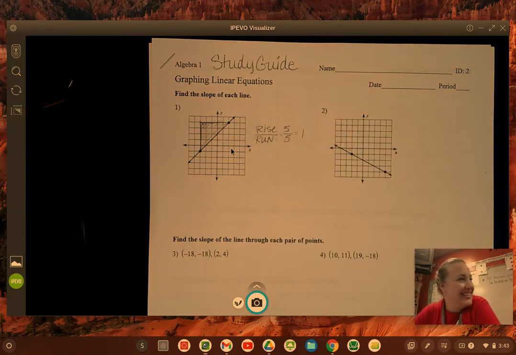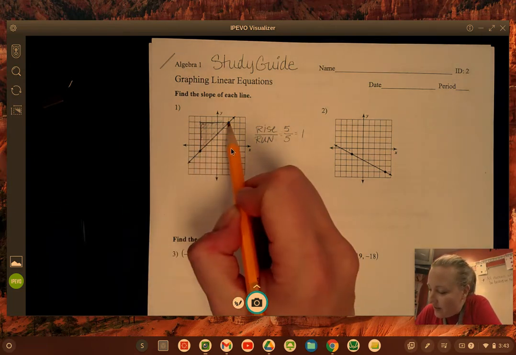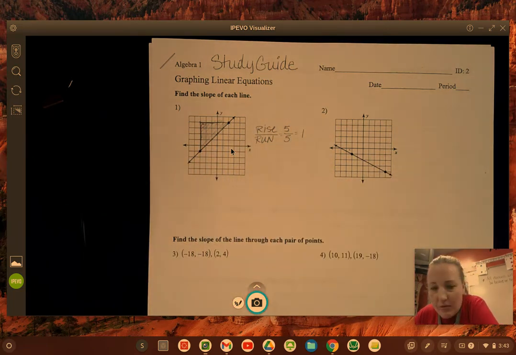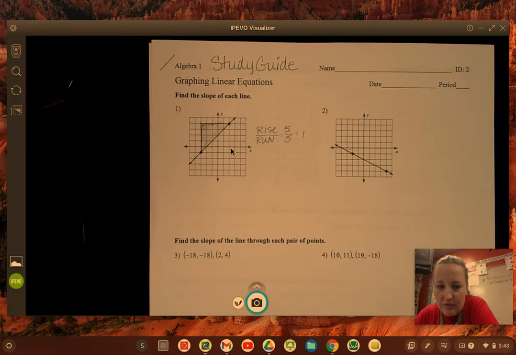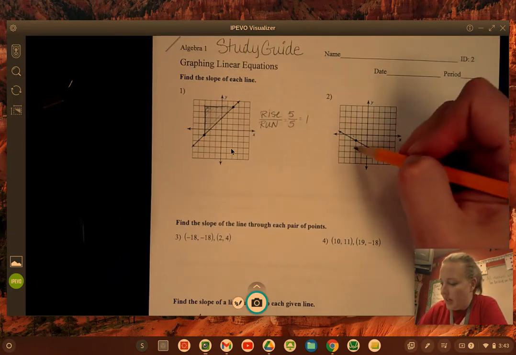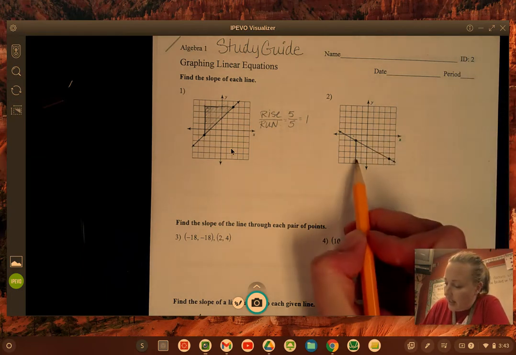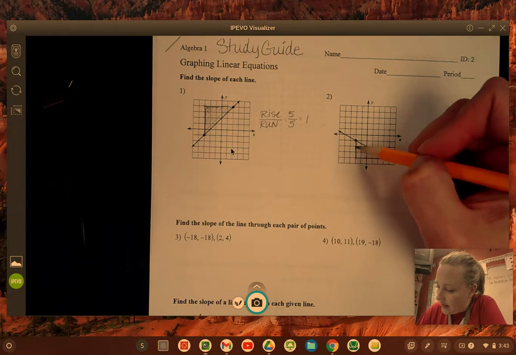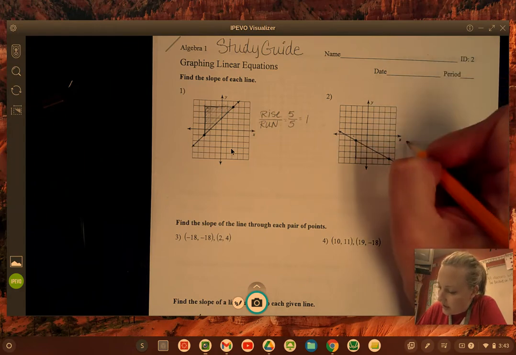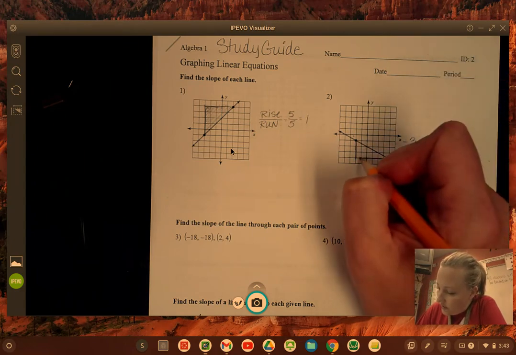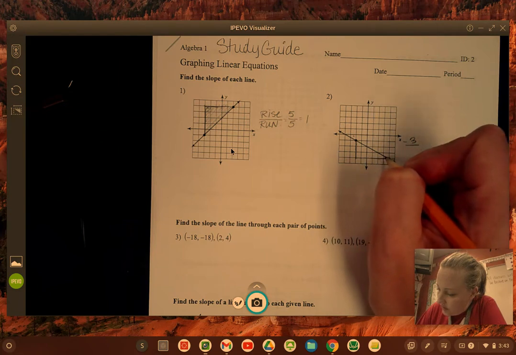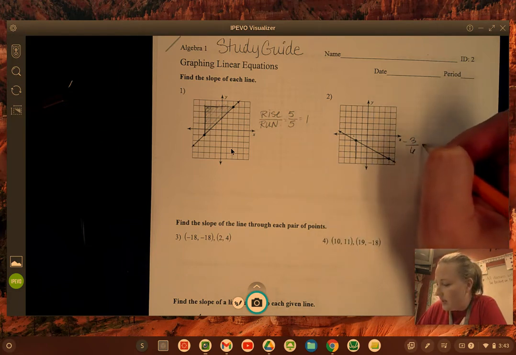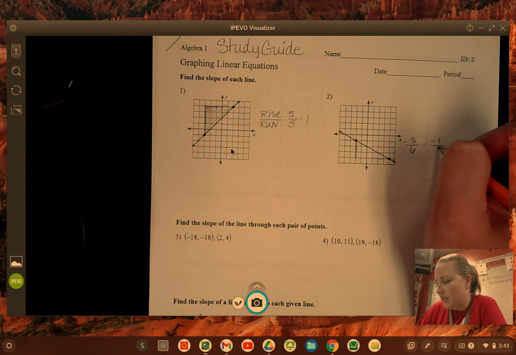Okay. All right, so we have here a slope of rise 5, run 5, which becomes a slope of 1. Okay, so rise over run when you're counting. And remember, if you're going down and over, that's a nice negative line. Down 3 and over 1, 2, 3, 4, 5, 6. And that's the same as down 1 and over 2.